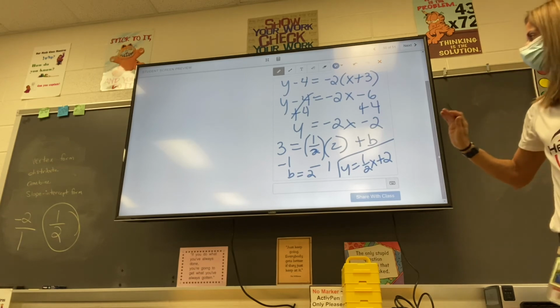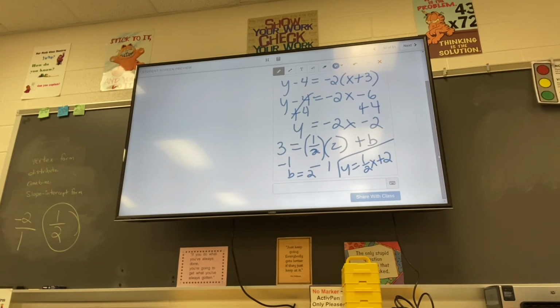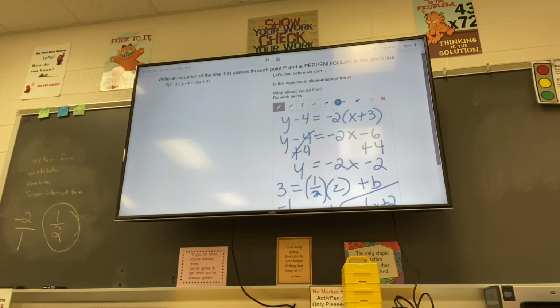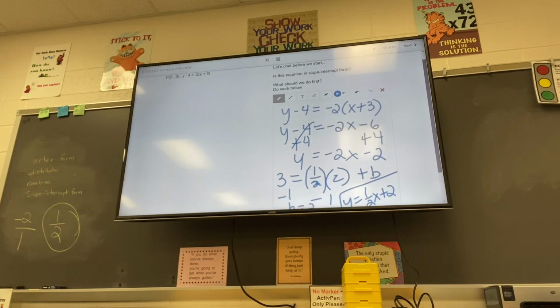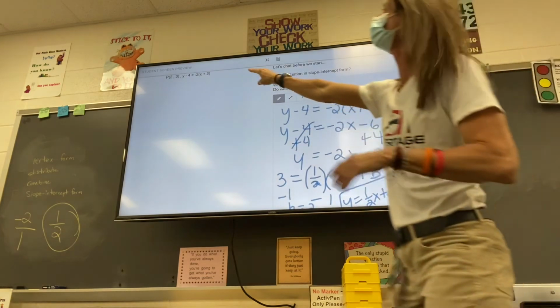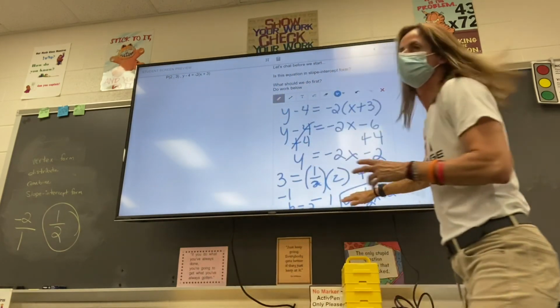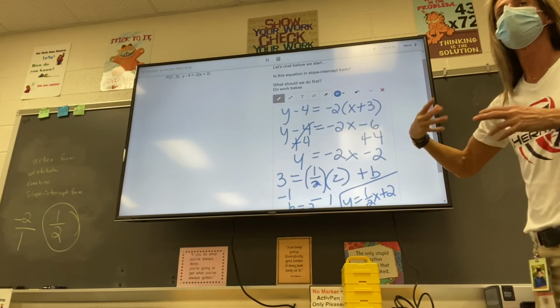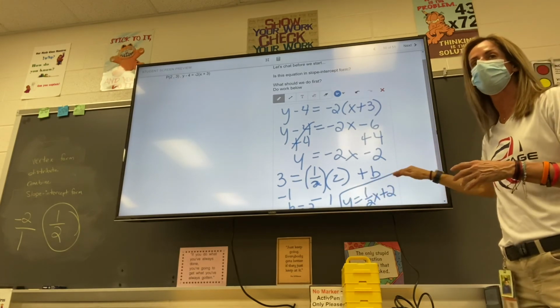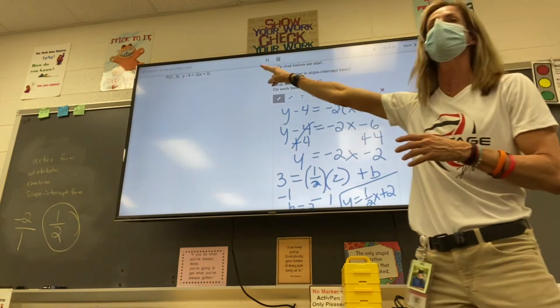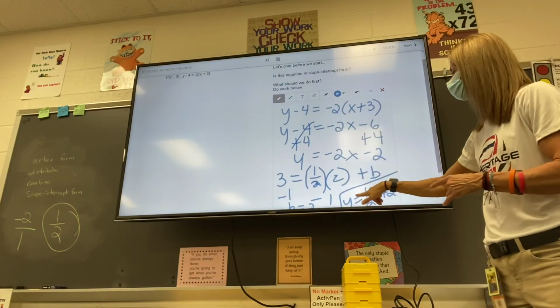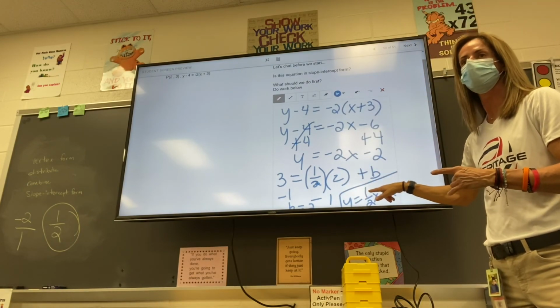You just have to make sure. This ordered pair is just one point on this line. So when you're asked to write your equation, you want the general form of the equation. You don't need that point, the (2, 3), in for x and y. You need the x and the y in your equation.